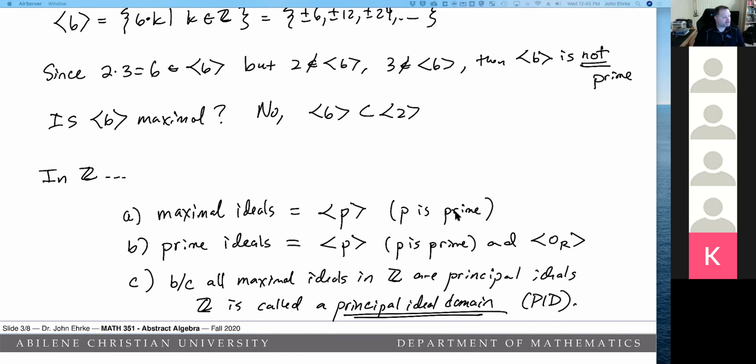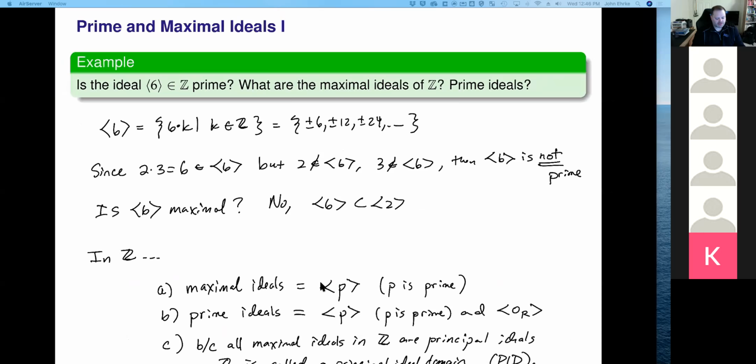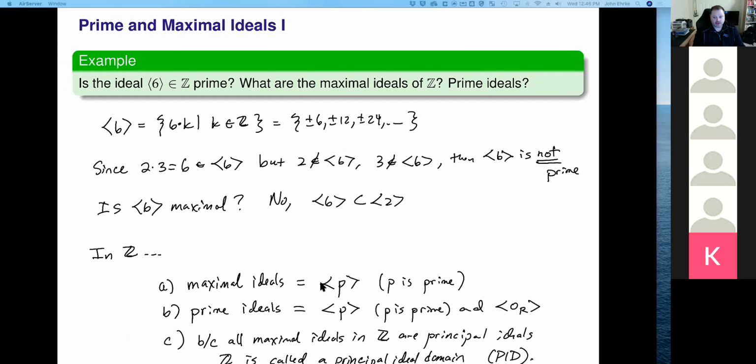And it turns out that in the integers, the maximal ideals are all of the principal ideals generated by prime numbers. The prime ideals are exactly the same, with the exception of also including 0. The ideal generated by 0 is always a prime ideal. And because all of the maximal ideals in the integers are principal ideals, Z is a special kind of structure called a principal ideal domain, or PID. So this is what maximal and prime ideals look like in the integers.